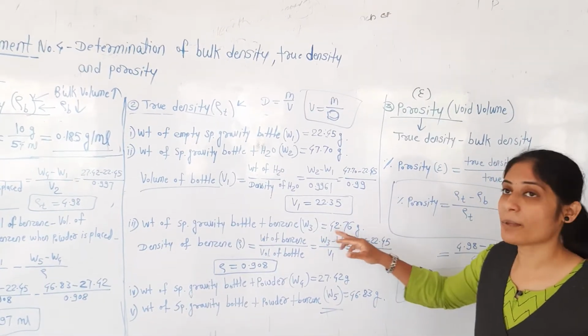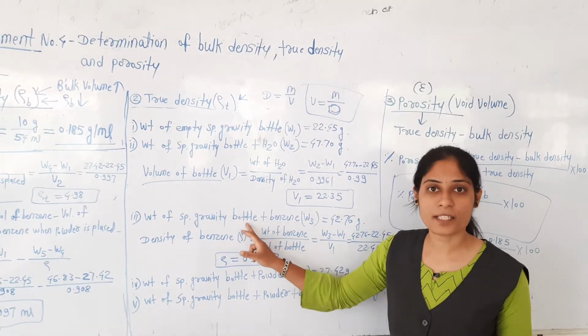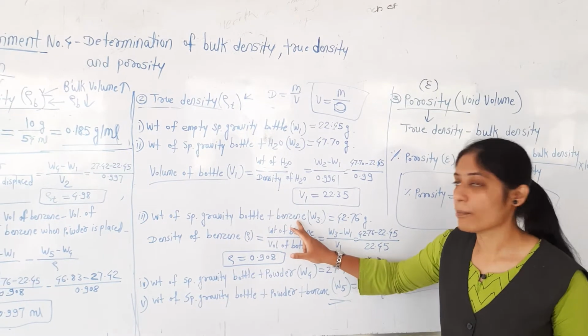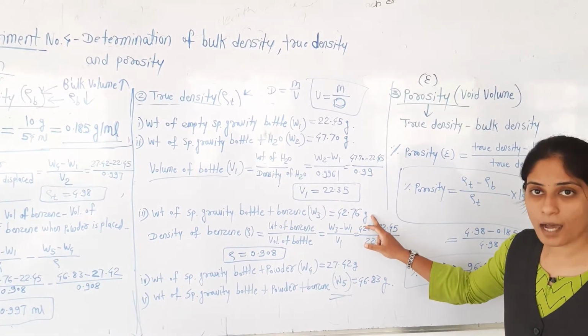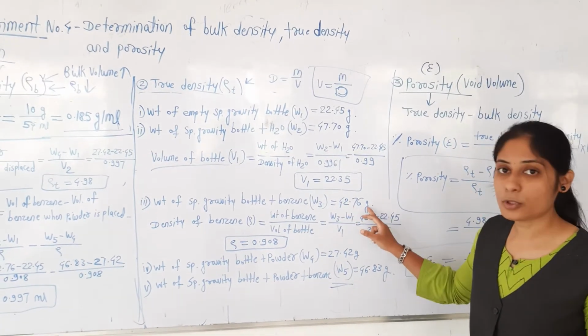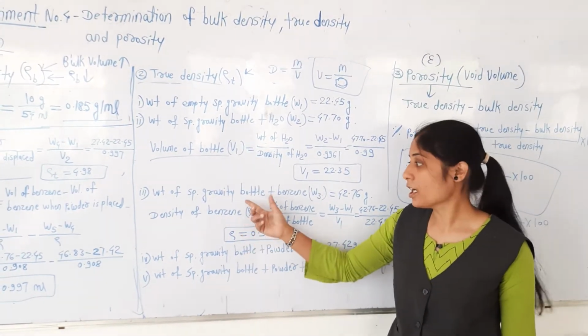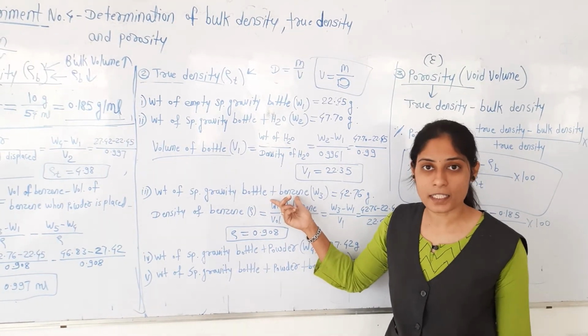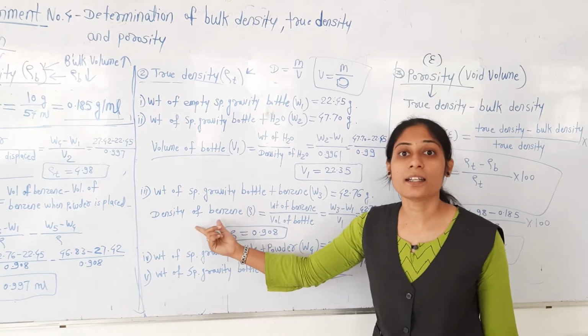After that we can determine the W3. For determination of W3, it is the weight of specific gravity bottle with benzene, and their weight is 42.76 gram. Then this is called W3. Then after that we can determine the density of benzene. Here we can use benzene as an organic liquid sample. We can write down their weight. Then after that we can determine their density.